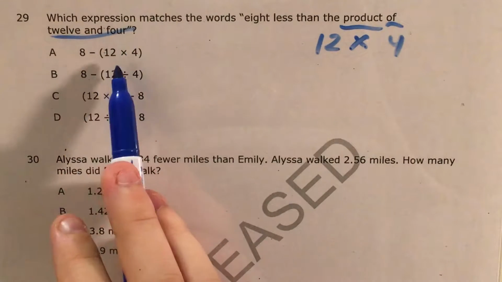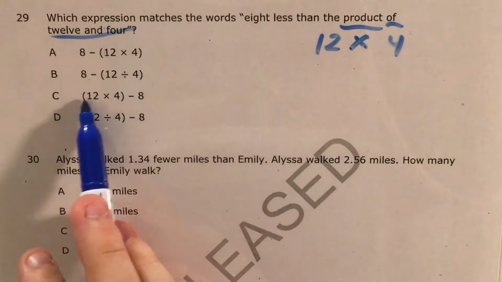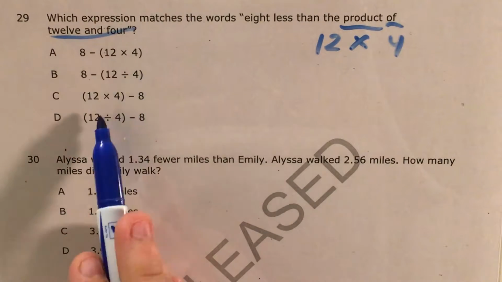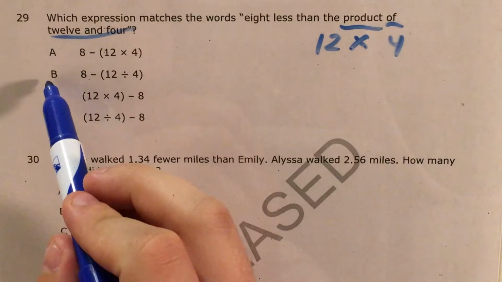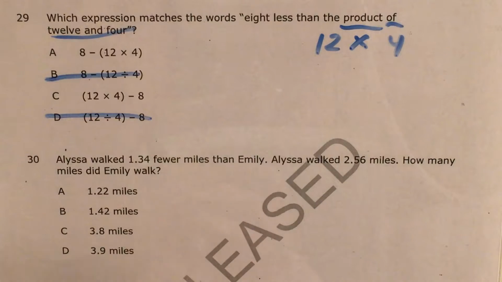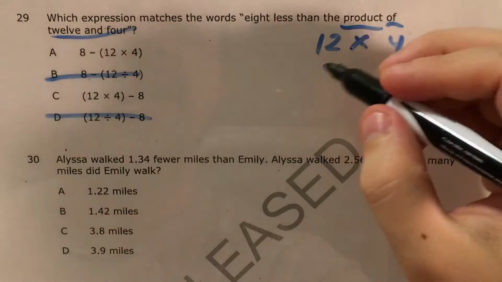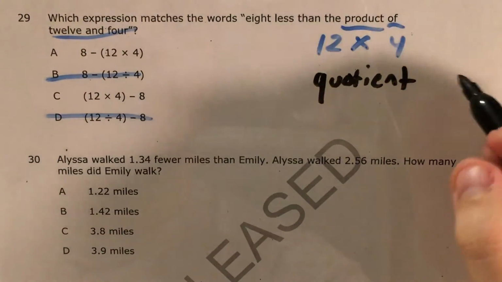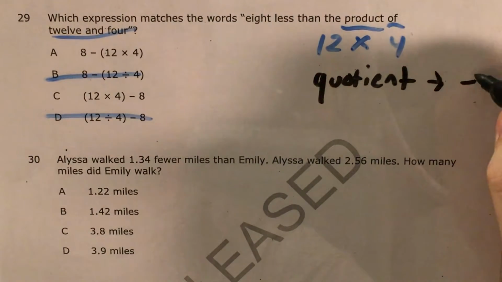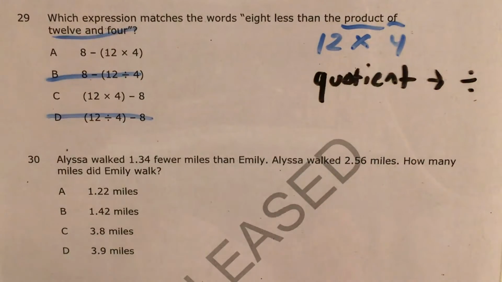So now I look at my answer choices and I see that 12 times 4 shows up in choice A and choice C, but for choice B and D, it actually says divided, 12 divided by 4. Now this is a different word, and I'll go ahead and cross these out for right now so I don't forget to, but this word is actually, if you see the word quotient, that tells you that you're going to divide. So if I saw the quotient of 12 and 4, it would be either choice B or choice D.